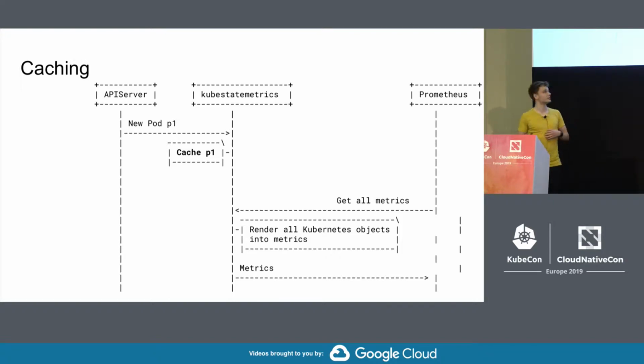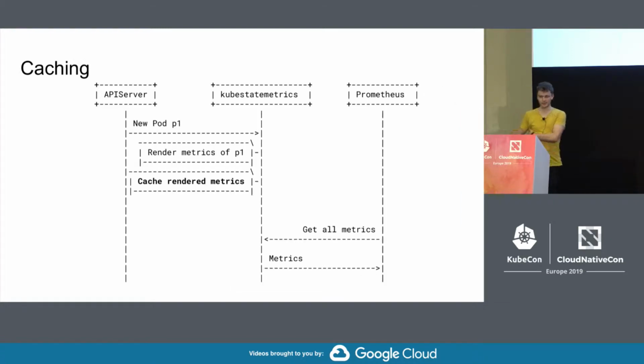So this is the old overview. You remember this. The API server notifies us of a new pod. We cache that pod, and whenever Prometheus comes in and wants to get the metrics, we iterate over our entire cache and then return the metrics.